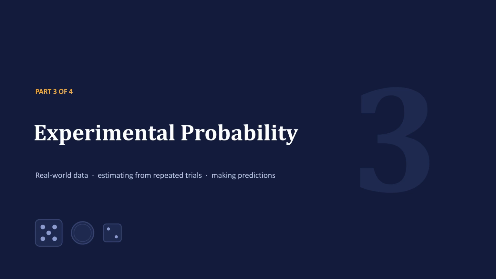Welcome to part 3, experimental probability. Sometimes we cannot use theory because outcomes are not equally likely. In the real world, machines have biases and objects aren't perfect. When we can't count our way to a solution, we measure our way there by running experiments and gathering data.